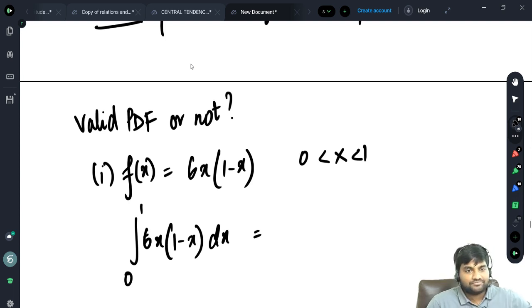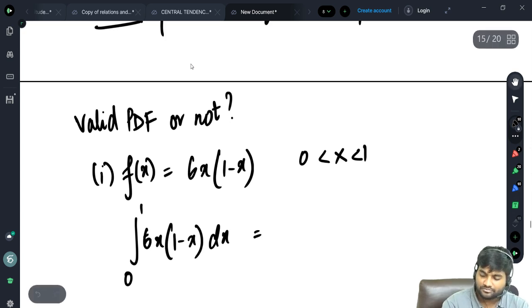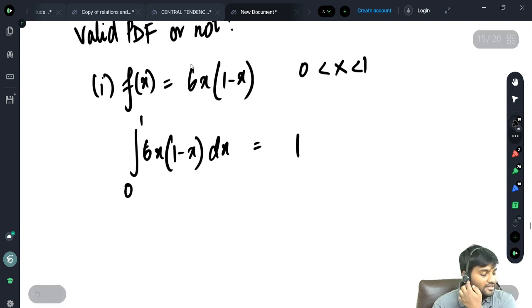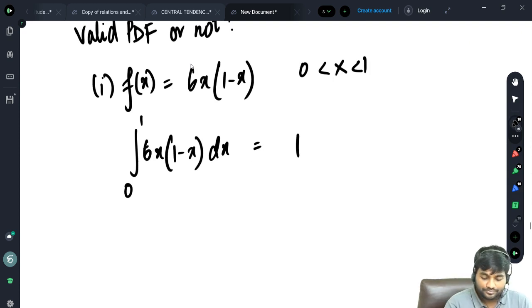Valid. What answer is coming? One. So if the answer is 1, then it is a valid PDF. Next.